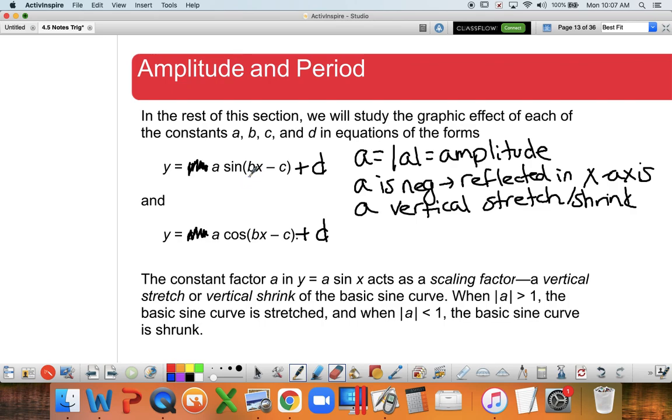The B value, this is one that we really have not covered yet, may take a little bit more time for us to practice with. B is going to represent a horizontal stretch or shrink.